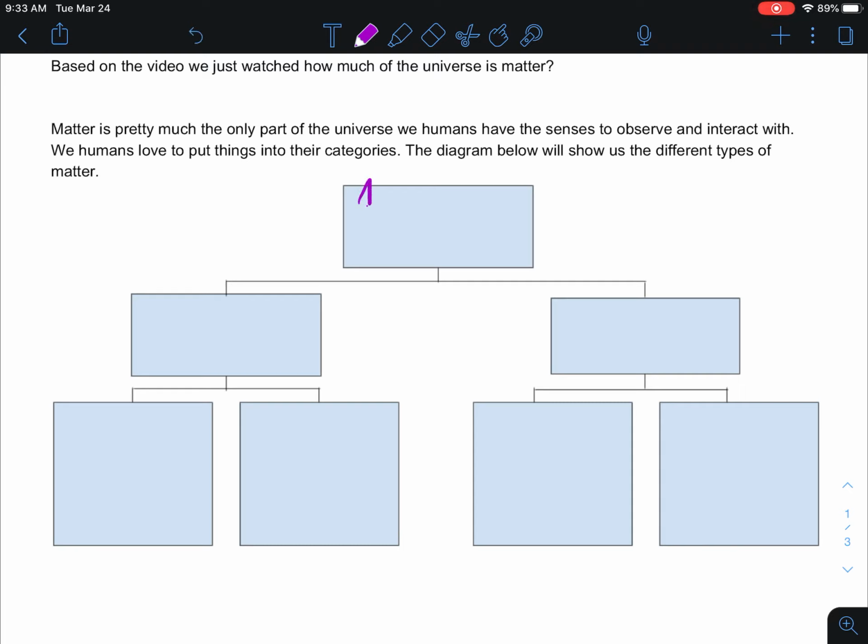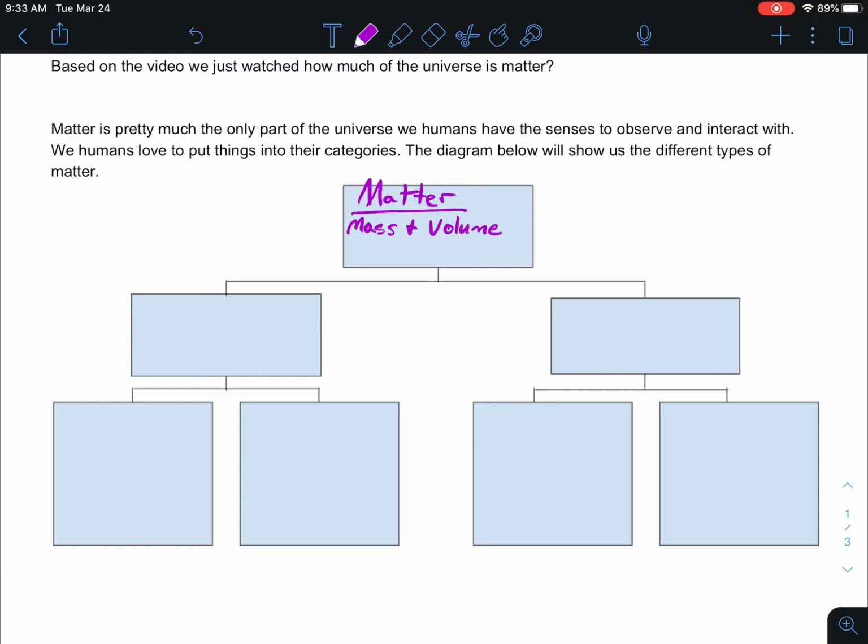First, broadest category is matter. All right, matter is anything that has mass and volume. So what is not matter? Energy is not matter. Kinetic energy, potential energy, solar energy, thermal energy, all of those things are not matter because energy does not have mass and volume. But if it does have mass, meaning you can put it on a scale and it has something there, and it takes up space, volume, then poof, matter.